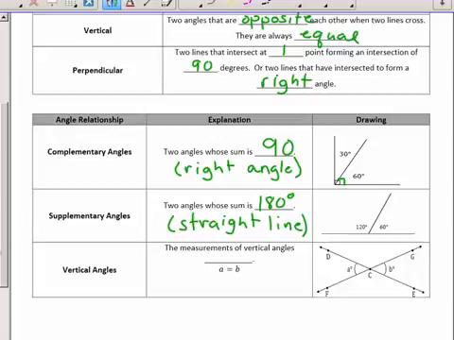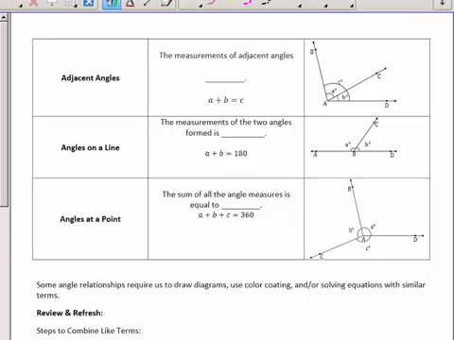Vertical angles, which we know from up top, are two angles that are opposite each other. So the measurements of vertical angles are equal. So notice it says down here, A equals B. Angle A, which is this one, equals angle B. Okay, let's see what else we have. Adjacent angles. So we already know from before that adjacent angles share a side and share a vertex. The measurements of adjacent angles add. So I can put little a with little b, and it gives me the whole total C.